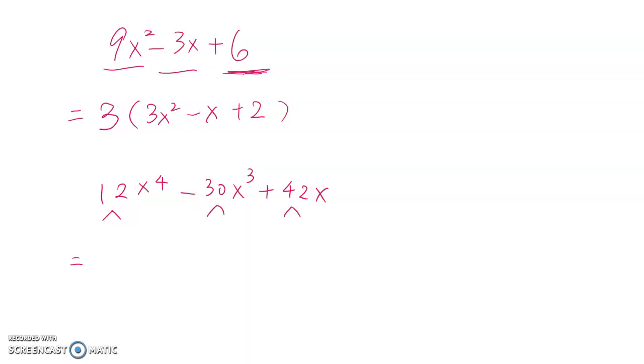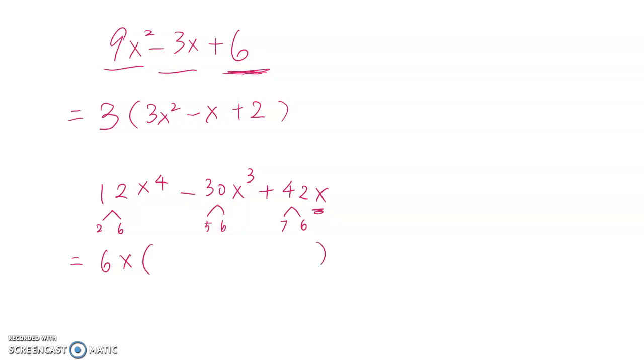All right, so 12, 30, and 42, I can see they're all multiples of 6. So 12 is 2 times 6, 30 is 5 times 6, and 42 is 7 times 6. And 6 is the greatest common factor for the number part. 6, factor that out. And for the variable part, it looks like the greatest common factor will be the x. All right, so factor out 6x.